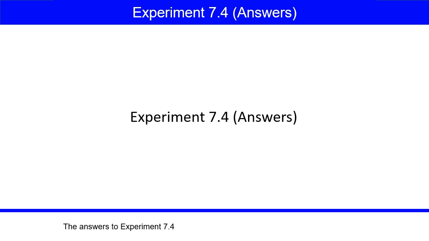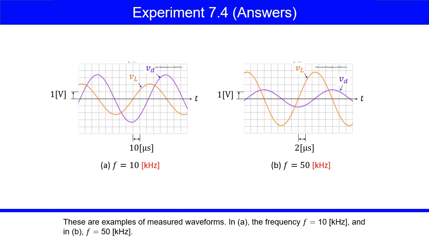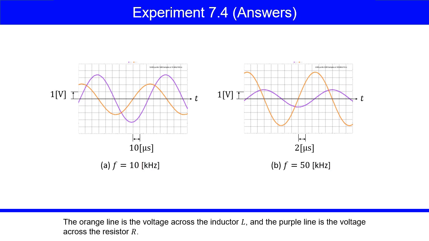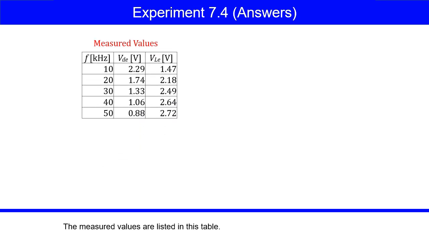The answers to experiment 7.4. These are examples of measured waveforms. In A, the frequency f was 10 kHz, and in B, f was 50 kHz. The orange line is the voltage across the inductor L, and the purple line is the voltage across the resistor R. The measured values are listed in this table.